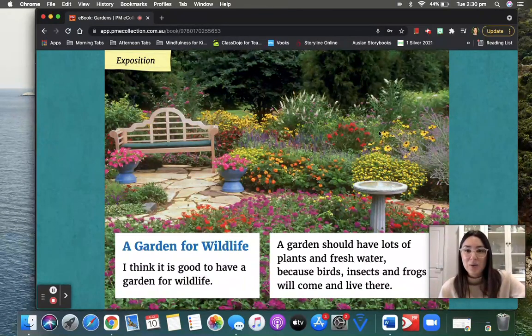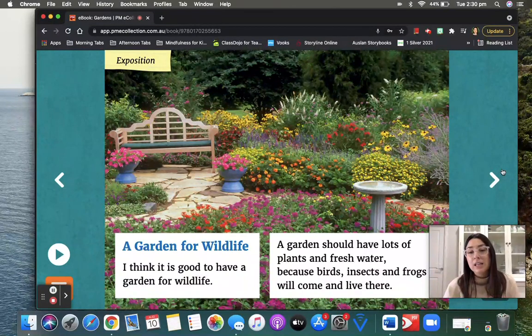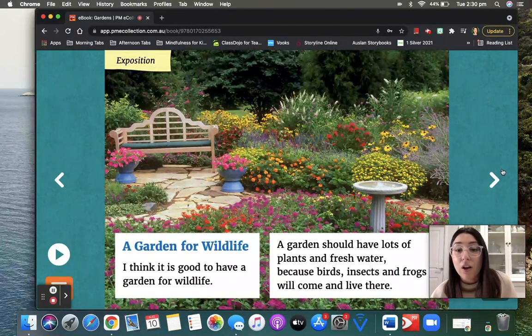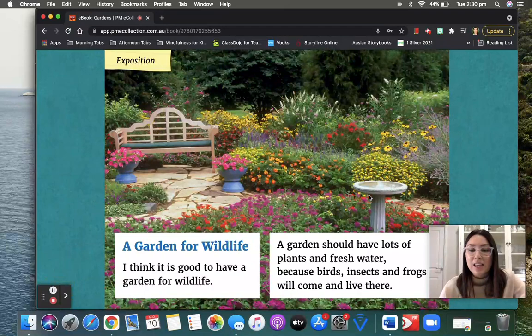Can you see all of the beautiful garden? Now think about what they've just said. A garden should have lots of plants, fresh water. Have they got this in this garden? They've got lots of fresh water. They've got lots of plants. And can you see that little bird bath there? That's so the birds and the insects and the frogs can live there too.